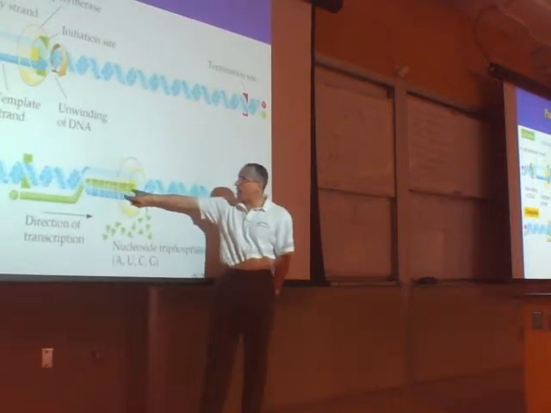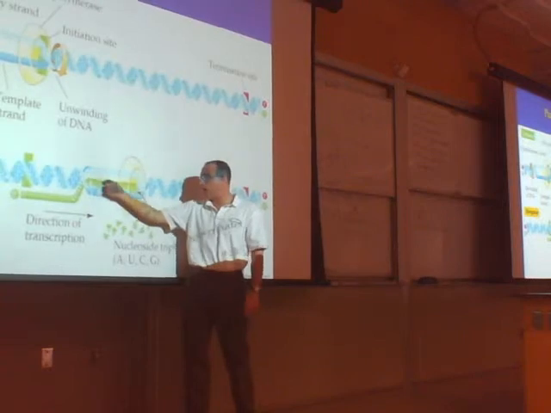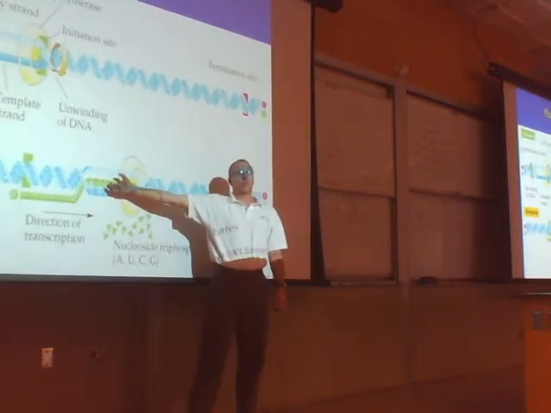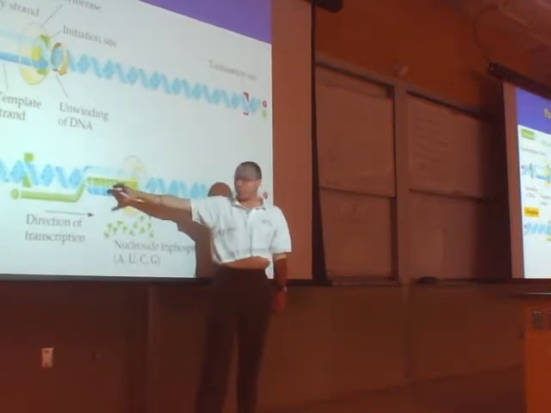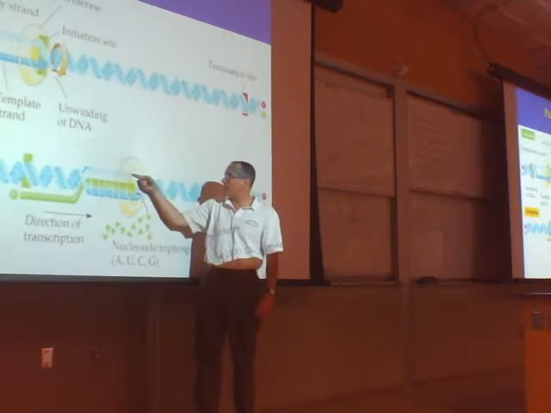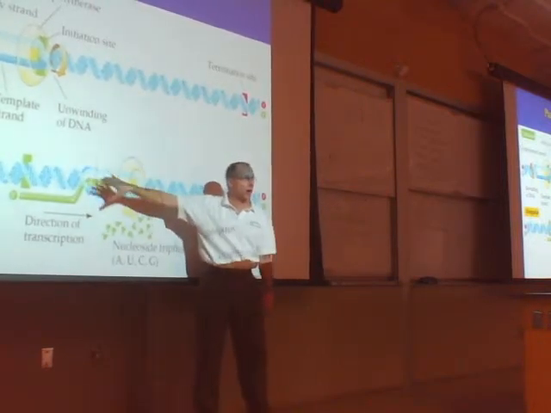But here, now I have a hybrid, a DNA-RNA hybrid. And this is actually starting to form a double helix. It's not drawn here correctly in this particular picture, but this is starting to form a double helix. Which strand is this, by the way? Sense. That's sense. Here's template.